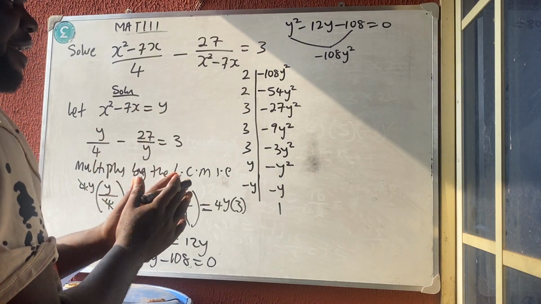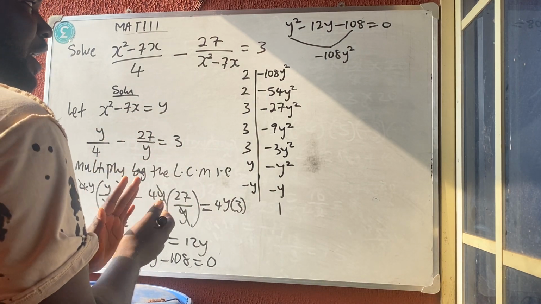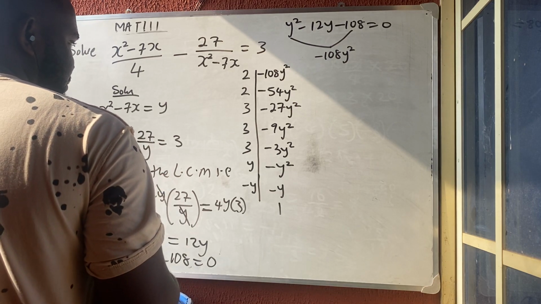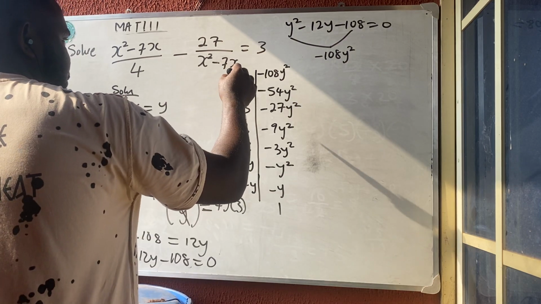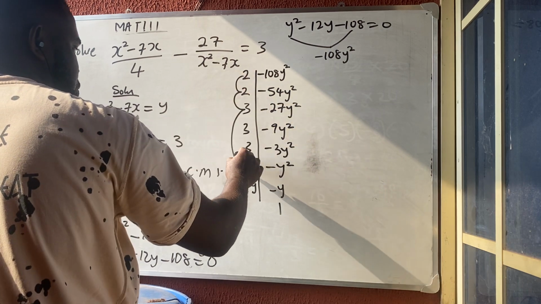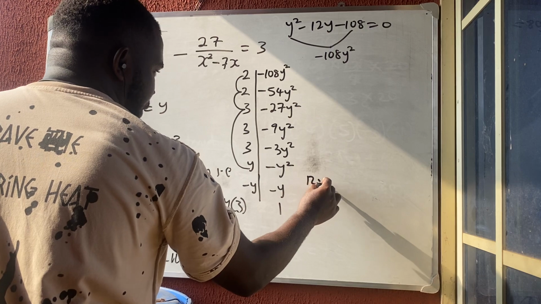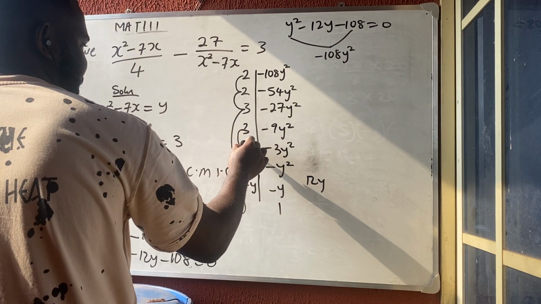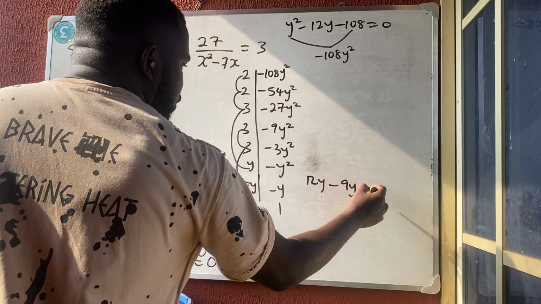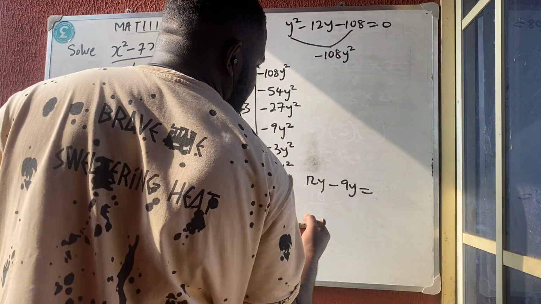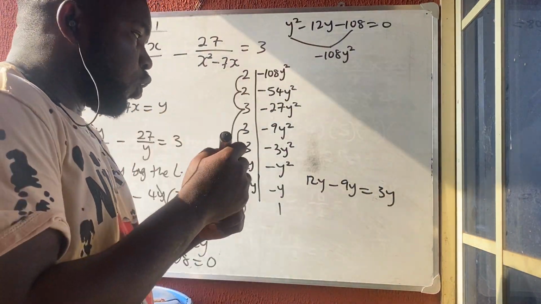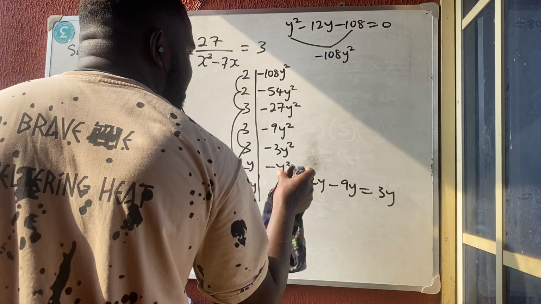So now, from this place, let's form two groups, and each group must have y. So let's form it. If I decide to take 2 times 2, 4, 4 times 3, 12, with y, I'm having 12y. Then 3 times 3, 9, 9 times minus y, I'm having minus 9y. If you do these two things, 12 minus 9 gives 3y. And if you look at this, it is not 3y that is in the middle. So the group I formed is a wrong group.